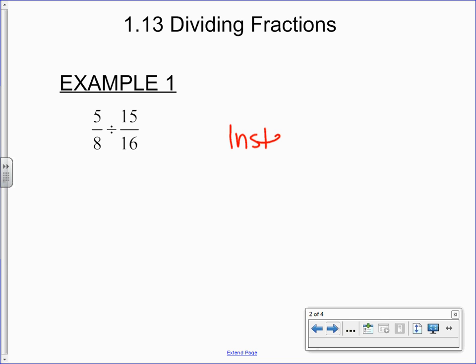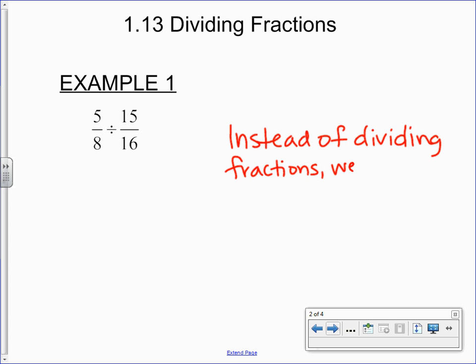Instead of dividing fractions, we multiply by the reciprocal. Some of you may be familiar with the word reciprocal.